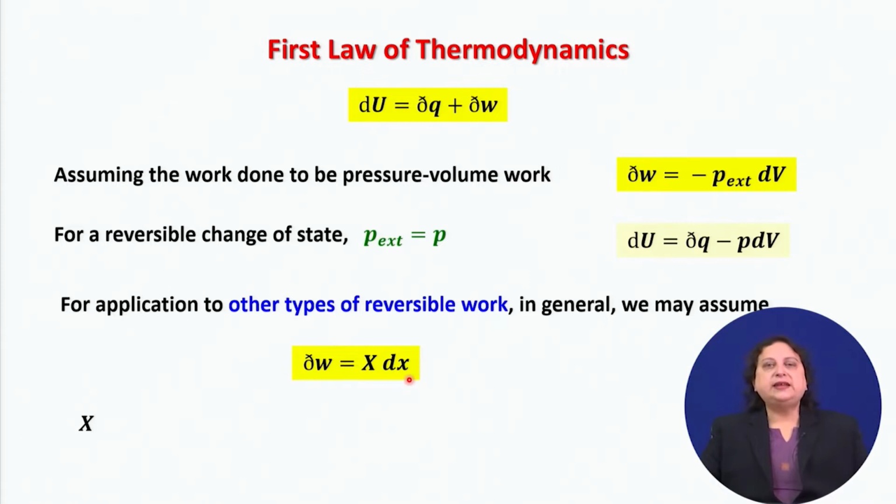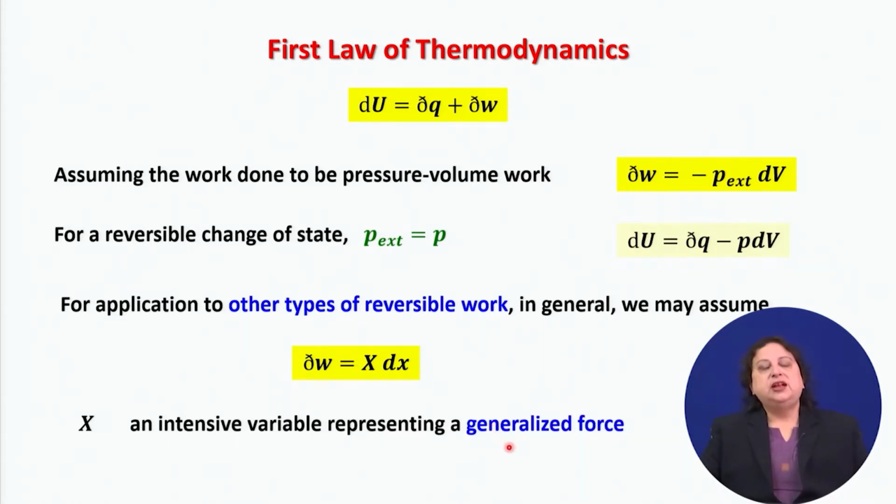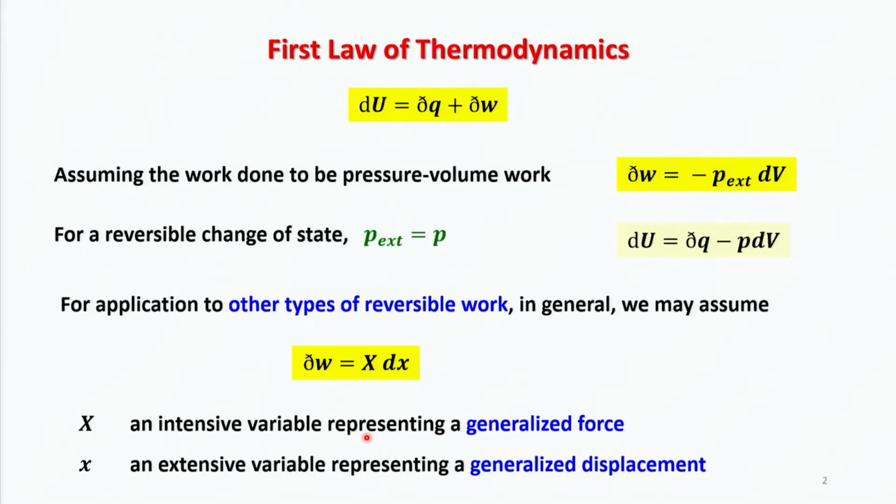The capital X by definition is an intensive variable representing a generalized force. I know that work is force into displacement. Here I have not specified the nature of work, so I am representing dW in a generic form. Therefore, capital X is representing a generalized force, and from my experience of different types of reversible work, capital X is generally an intensive variable. The next question that comes is, what is small x? Small x turns out to be an extensive variable which is representing a generalized displacement.